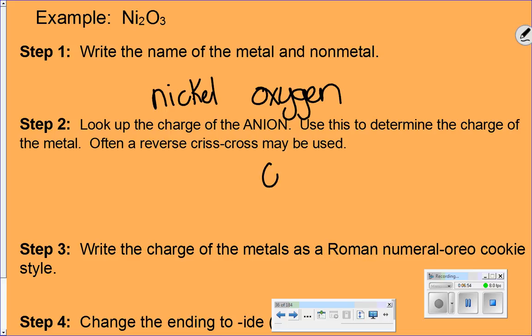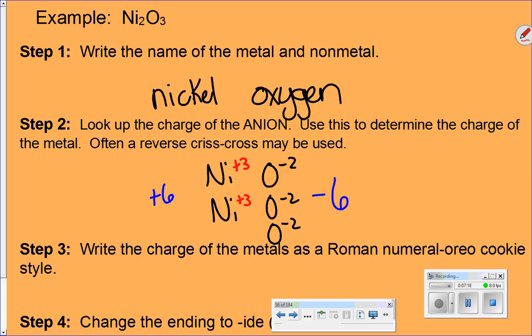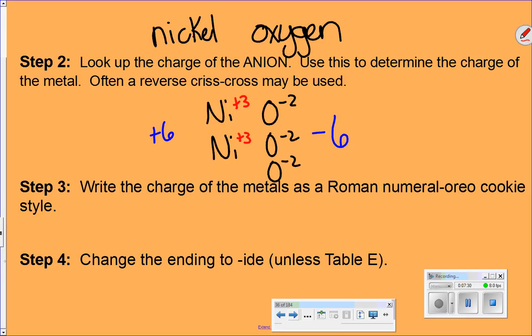We have 3 oxygens here, each with a charge of negative 2. So we looked up that anion charge. We have 2 nickels. So the total negatives coming from our oxygen are negative 6. So we need to have a total of positive 6 coming from our 2 nickels. What this tells me is that each of these nickels has to be plus 3. You kind of can use a reverse crisscross. You have to be careful, though, in case something was reduced. That will screw you up. So it is a good idea to check the anion charge and make sure that that's correct. In this particular example, it does work.